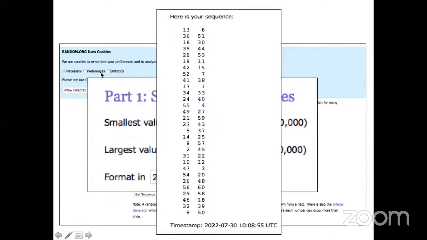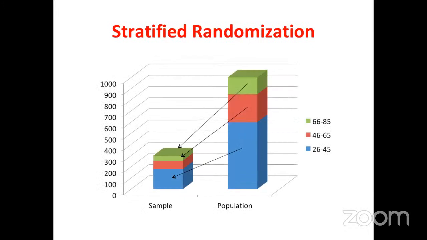So like that, based on this, you can allocate the group into group A and group B. This ensures that the patients are uniformly distributed without any selection bias. Now, the other method is stratified randomization, as I told earlier. This is similar to random sampling.